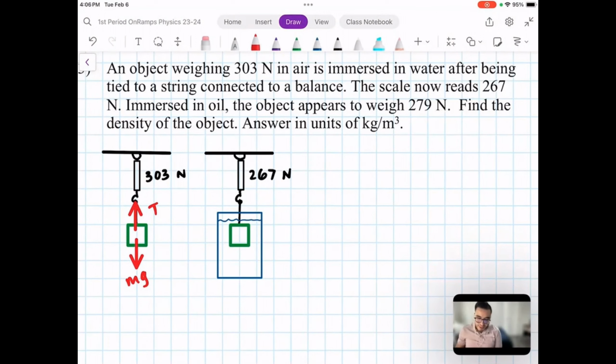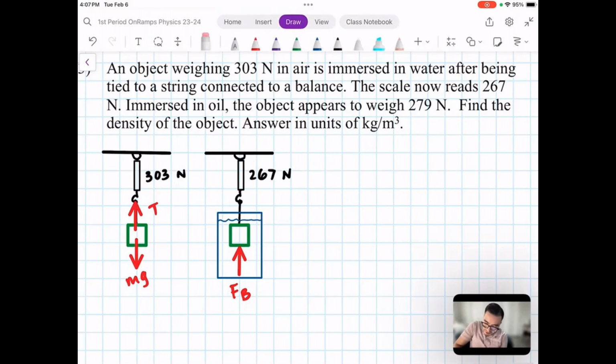And when it's submerged in water, the buoyant force is pushing the object upward. I know this is not like the free body diagrams we usually draw because I have this arrow here. This arrow represents the buoyant force. Let's call that FB. That's the buoyant force, and it's pushing the object upward. That's why this reading becomes less, because there's an additional force pushing upward on the object. Okay?